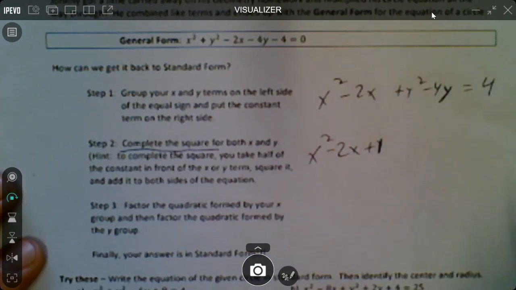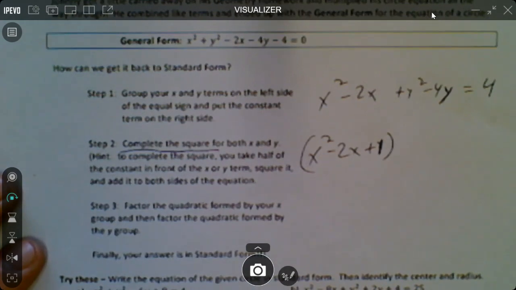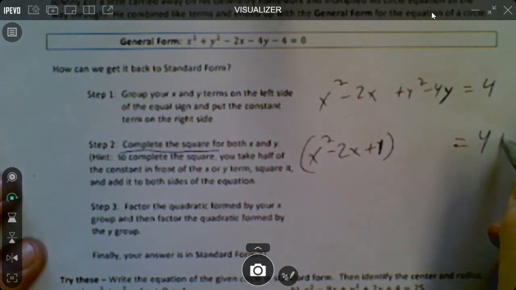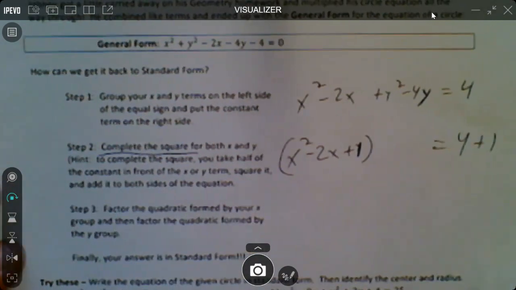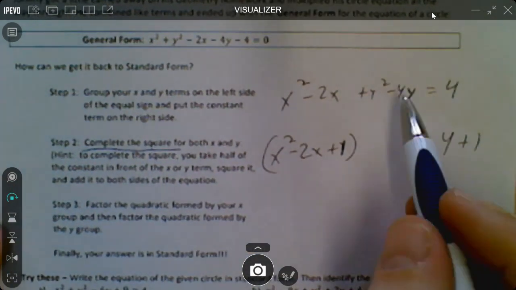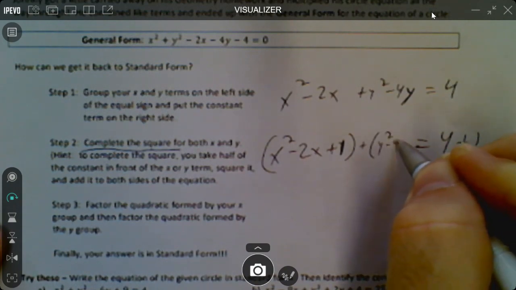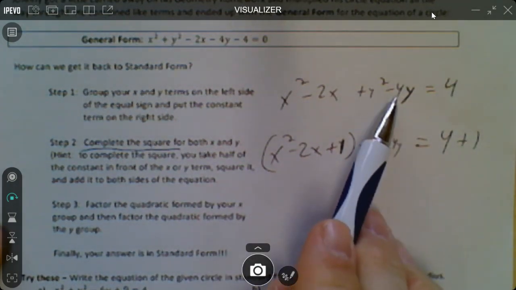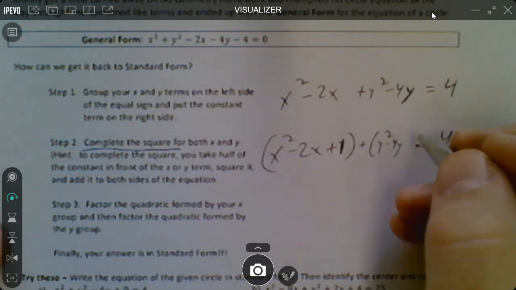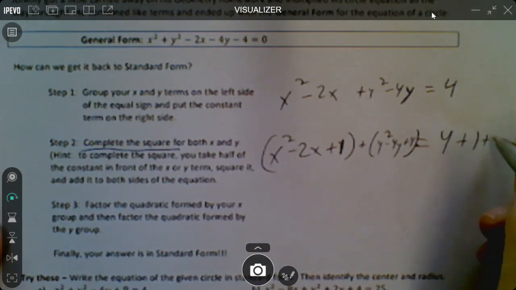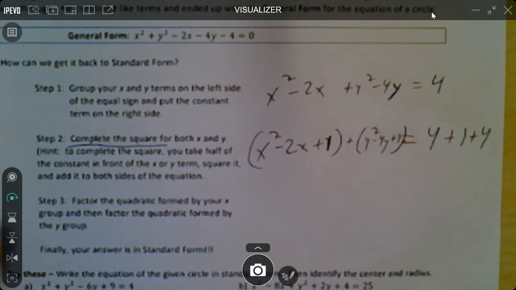So I'm going to add 1 to this grouping, and I'll even just use parentheses to emphasize what I'm doing. Now, if I do it to this side, I have to do it to the other side as well. I added 1 to both sides. I'm going to rinse and repeat for the y squared term. Y squared minus 4y, divide negative 4 by 2, and then square it. Just happens to be another 4. And if I add 4 to the left-hand side, I got to add 4 to the right-hand side.